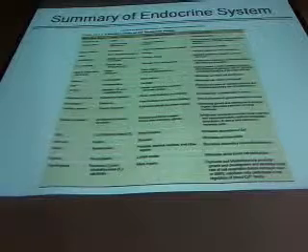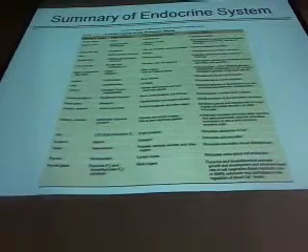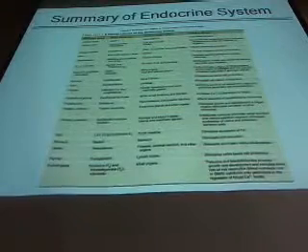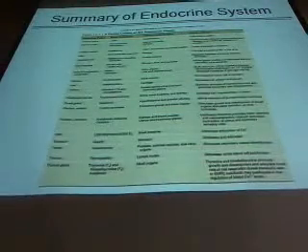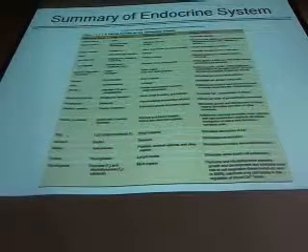Islets of Langerhans. You know, I was going to tell you I was going to go to the islands on spring break, but it's not those. It was a bad joke.